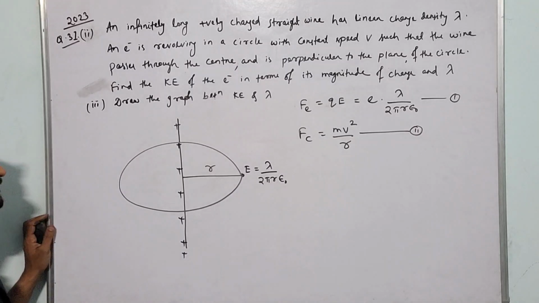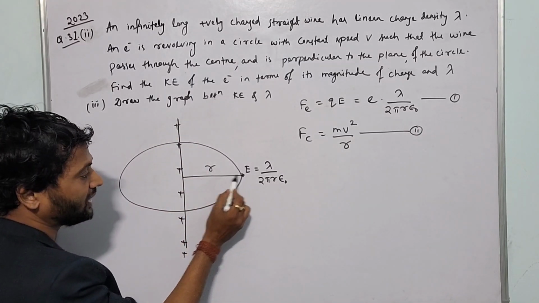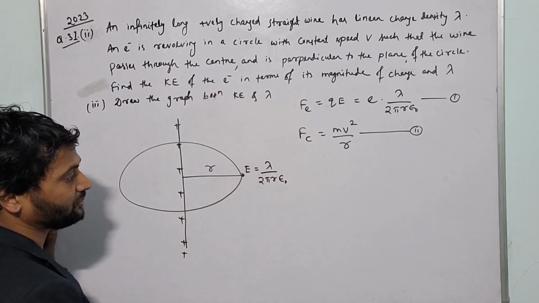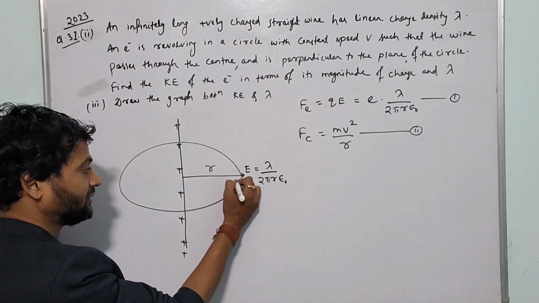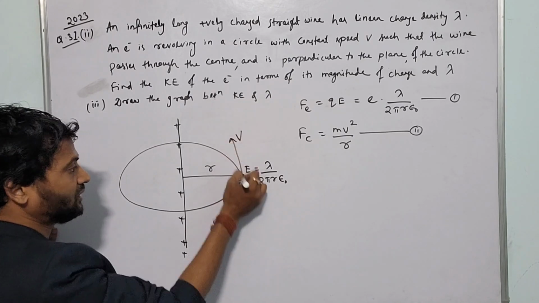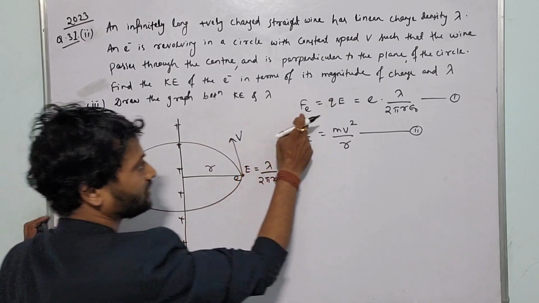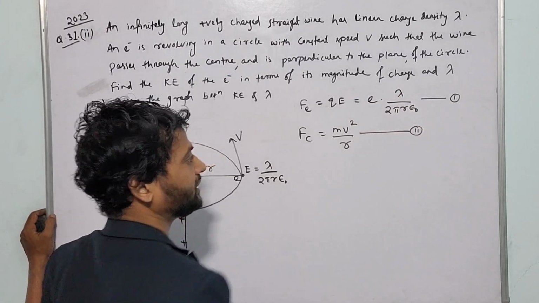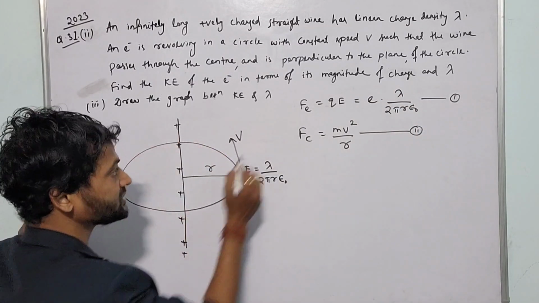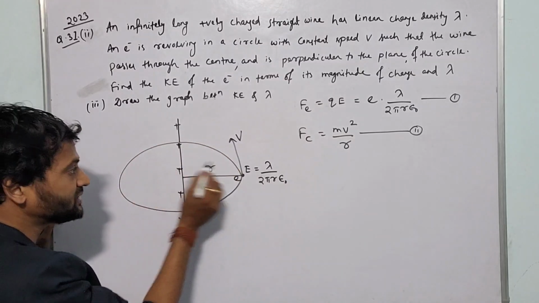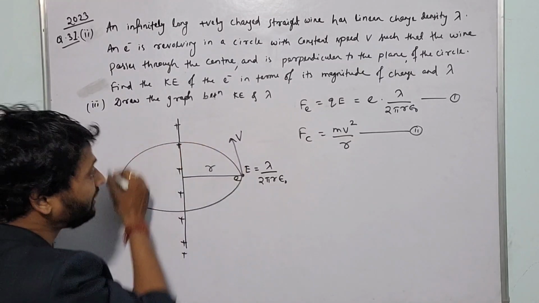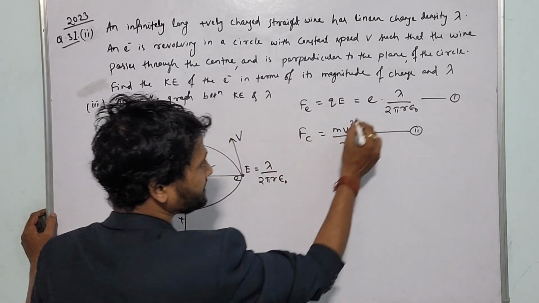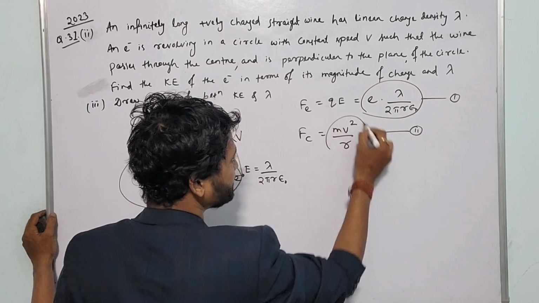Again I repeat, first we will find out electric field at a point r distance from that long straight wire. That electric field is lambda upon 2 pi r epsilon naught. If an electron revolves with a constant speed, that electron will experience an electrostatic force which is Q into E, that is e into lambda upon 2 pi r epsilon naught. That electrostatic force provides the centripetal force since it revolves with a constant speed of v. So electrostatic force will be balanced by the centripetal force.